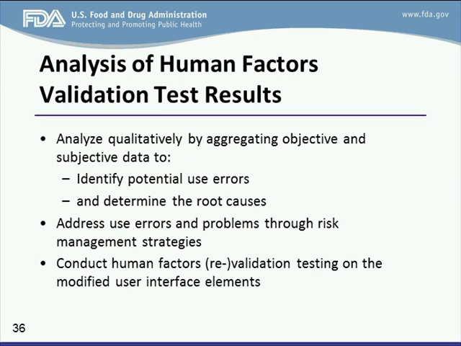You should be able to look at each use-related issue through your risk management methodology and identify whether a risk mitigation measure is required. Now, if you determine an additional risk mitigation measure is required for those use-related issues identified by the testing, then you need to provide follow-up testing data to demonstrate the effectiveness of those proposed risk mitigation measures.